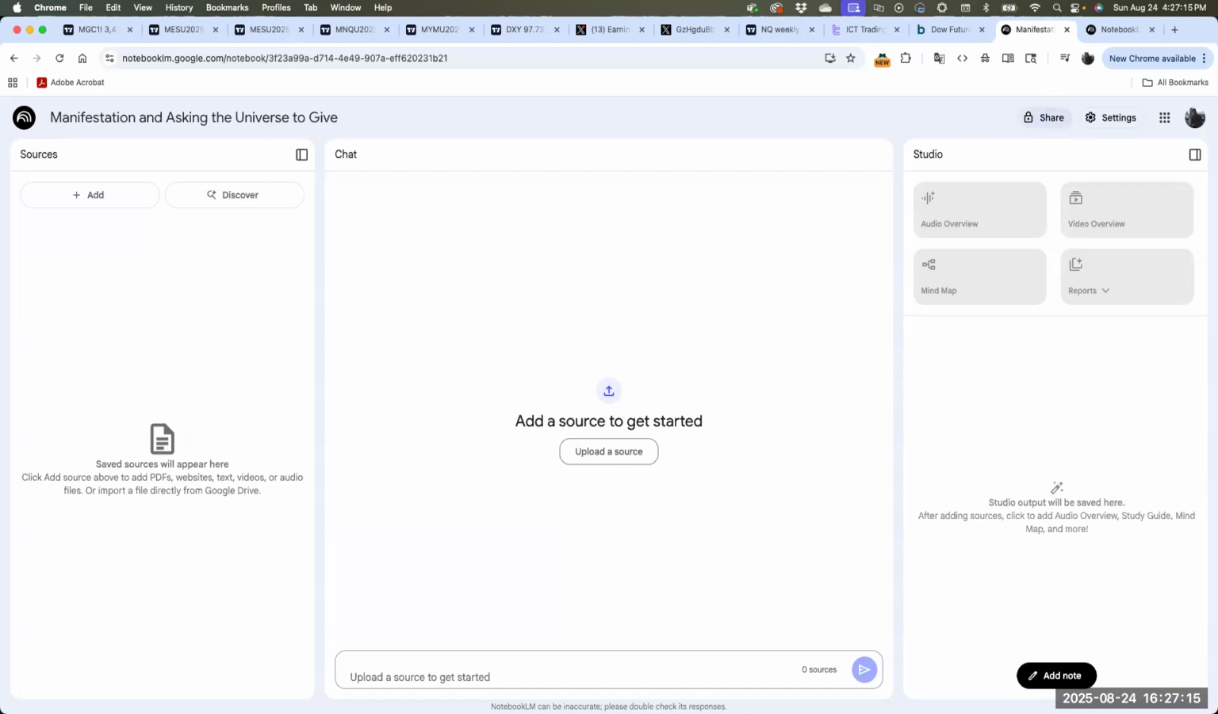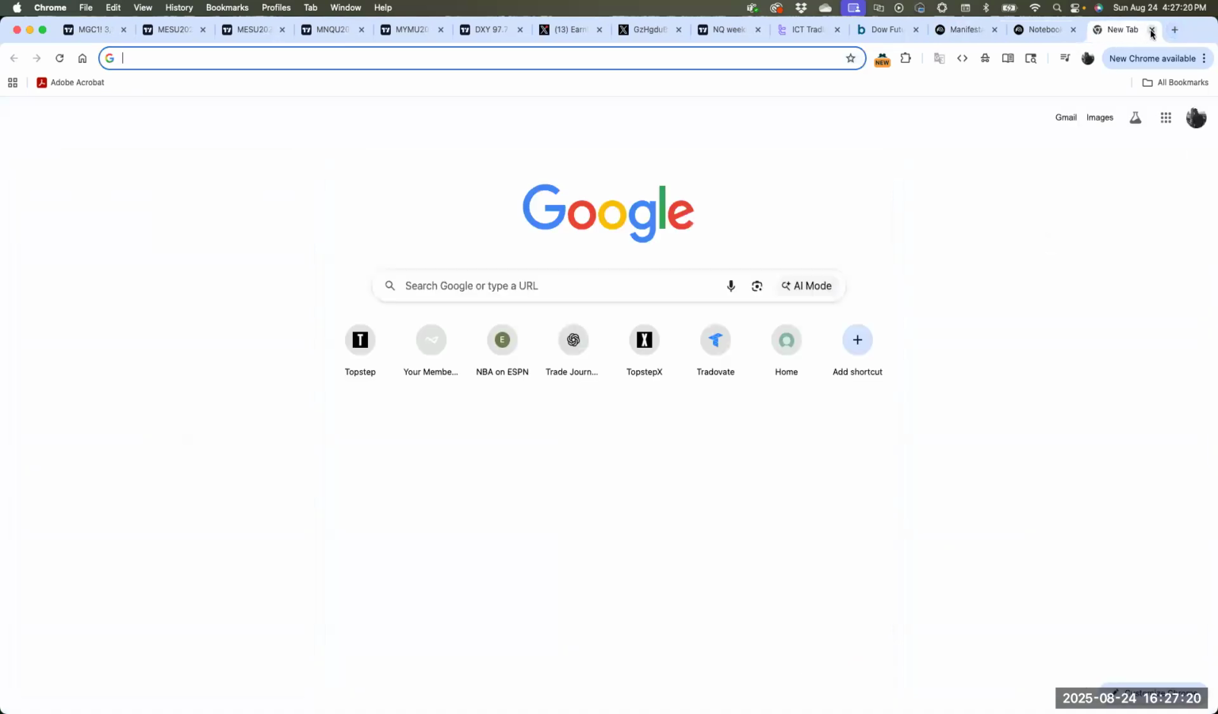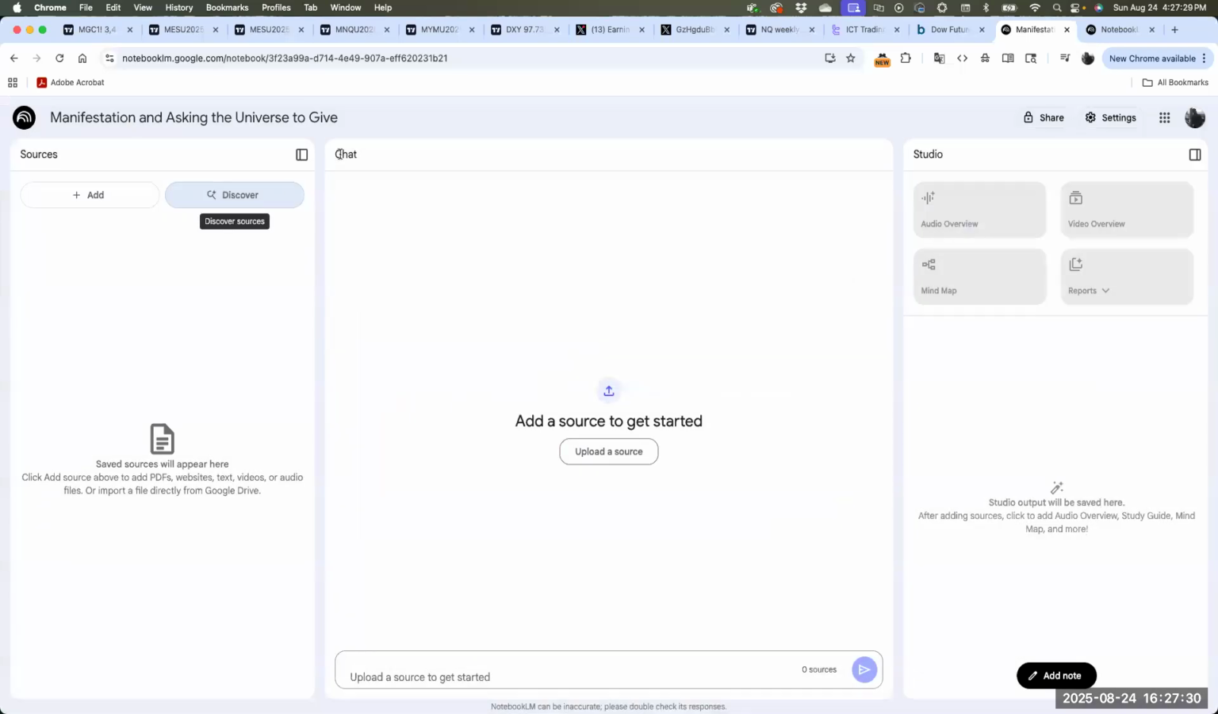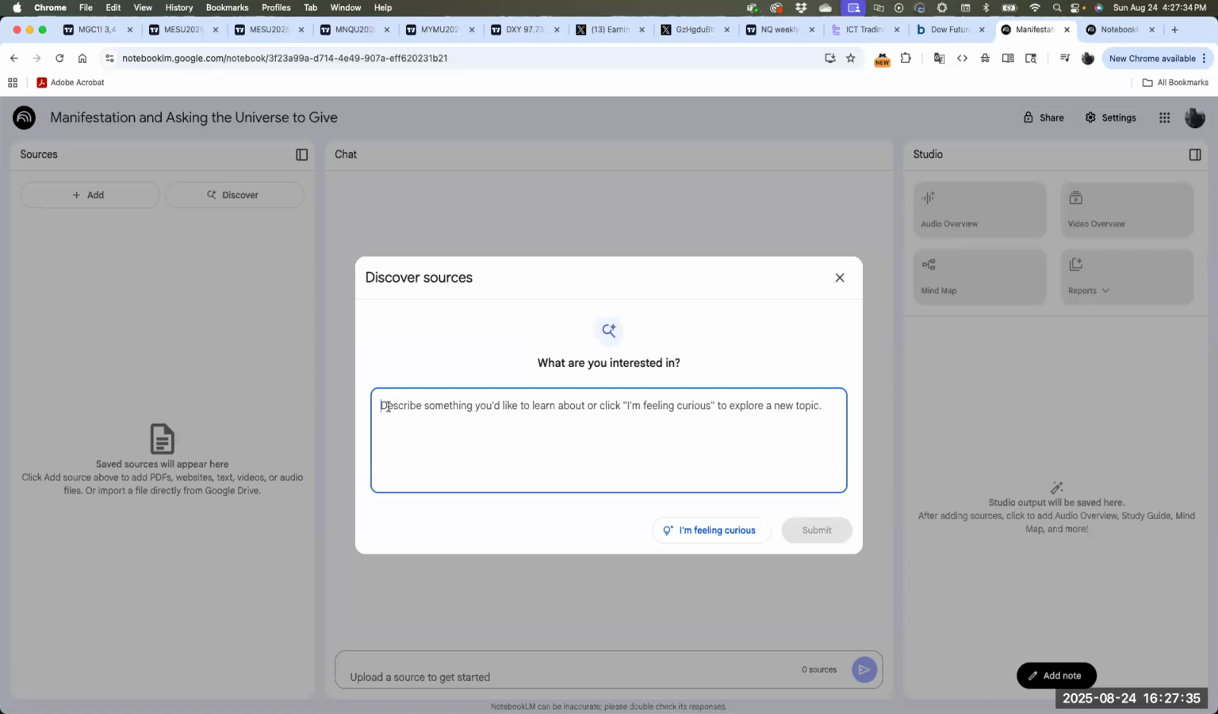Let's say we looked in Google. Well, here are a couple of things. We can discover, we can look for sources that are already available by hitting this little discover icon. I'm going to copy the title into the discover, and we'll say, find sources that relate to the following topic.